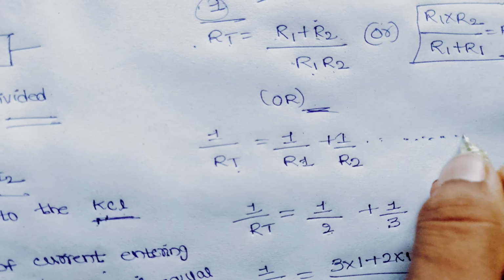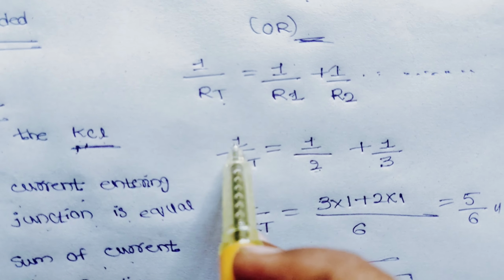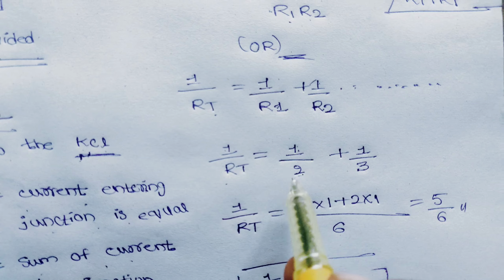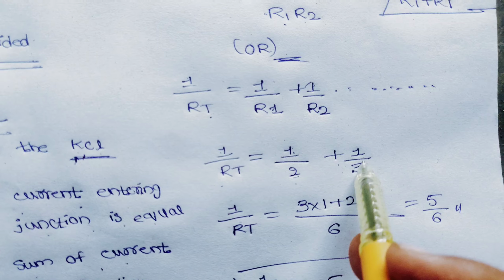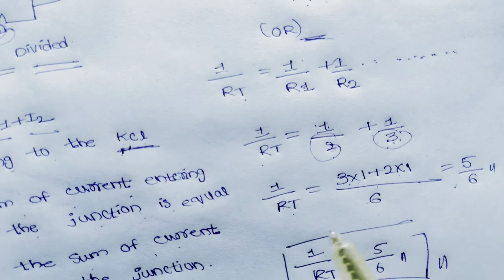1 by RT is equal to 1 by 2 plus 1 by 3. 1 by RT is equal to (3 into 1 plus 2 into 1) by 6 is equal to 5 by 6. 1 by RT is equal to 5 by 6.